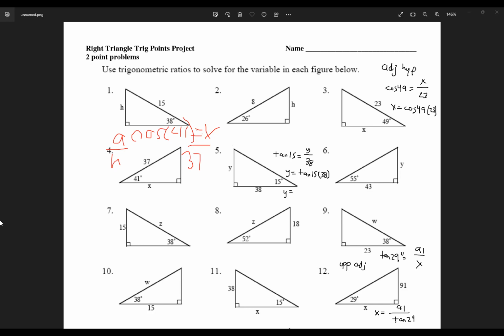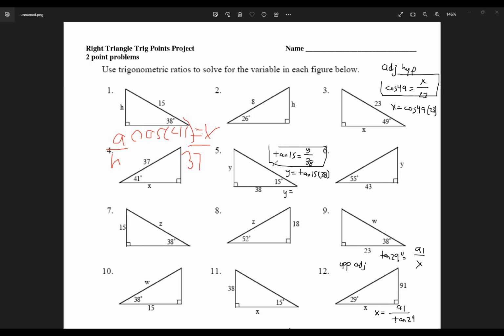So everything is based off of this first line. You know what I mean? Everything is based off of that. The rest is just algebra. So the main thing is setting up that first right ratio, basically.